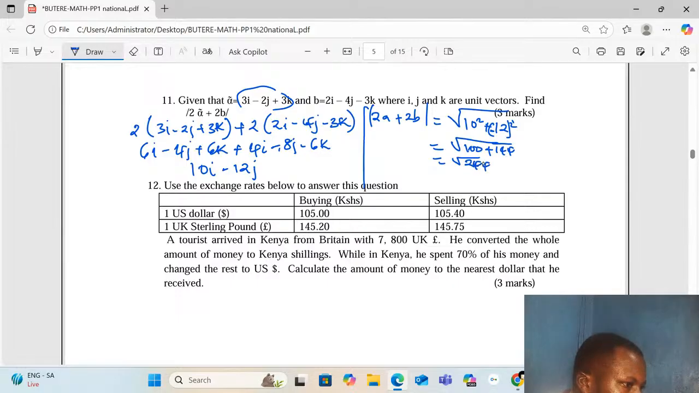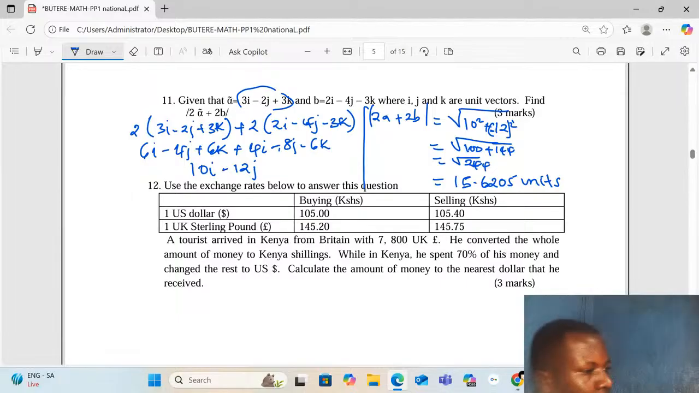244, so that we have 15.6, the answer for the vector of 2A plus 2B. So we have 15.6205 units as our final answer.